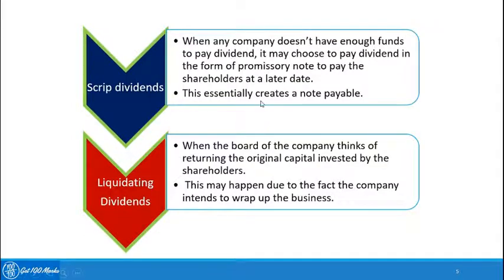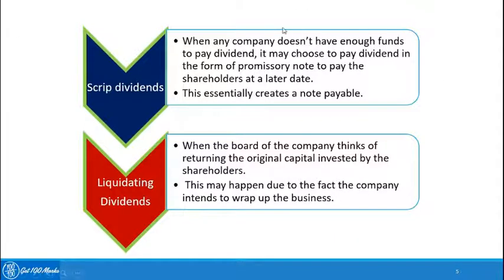Scrip dividends: when a company doesn't have enough funds to pay dividend, it may choose to pay dividend in the form of promissory note. Now, promissory note is a negotiable instrument which promises to pay to the shareholders at a future date. This creates a notes payable. Liquidating dividends are when the company is winding up, and whatever is left from there, the company gives as dividends. That is the liquidating dividends. That's in brief, but that will give you a fair idea about the types of dividends. Thank you.